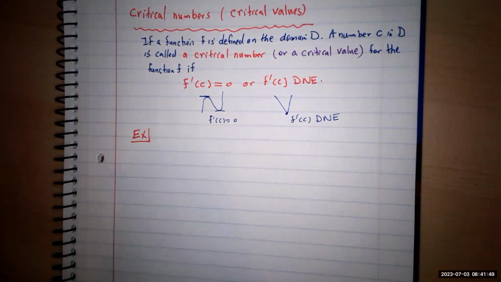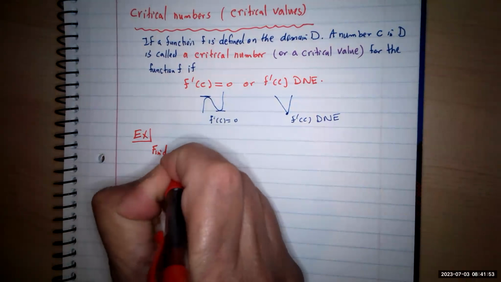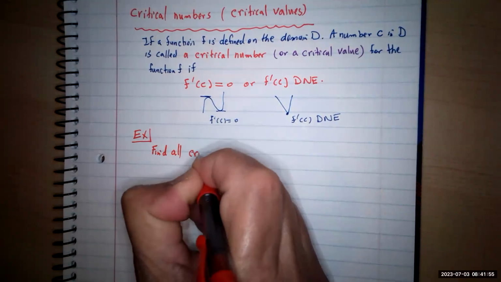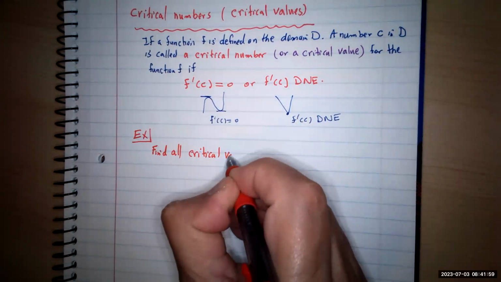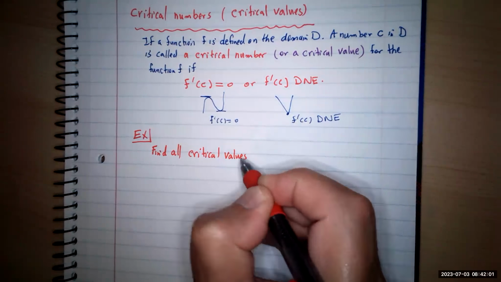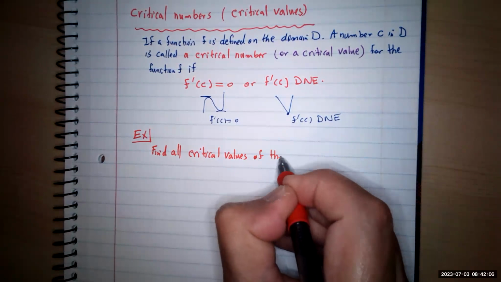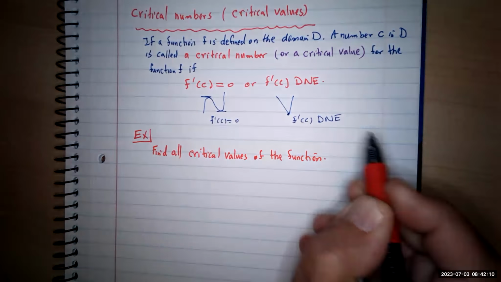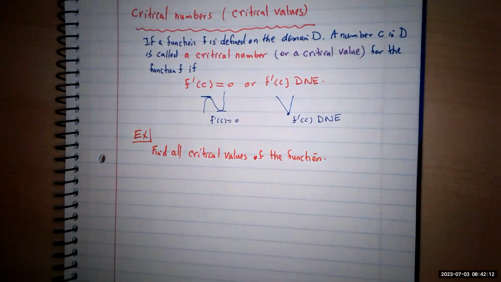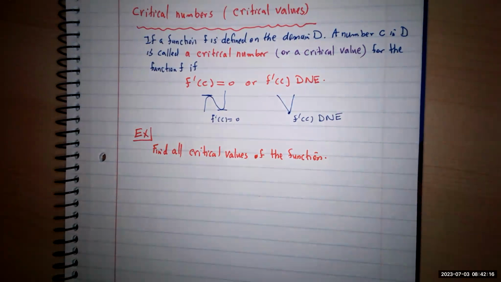Okay, so there you are. Find all critical values of the function. So these are your tools. Just get to know them, and anything else we talk about in this chapter. We go with this one first. Okay, so there you are. Are you ready?